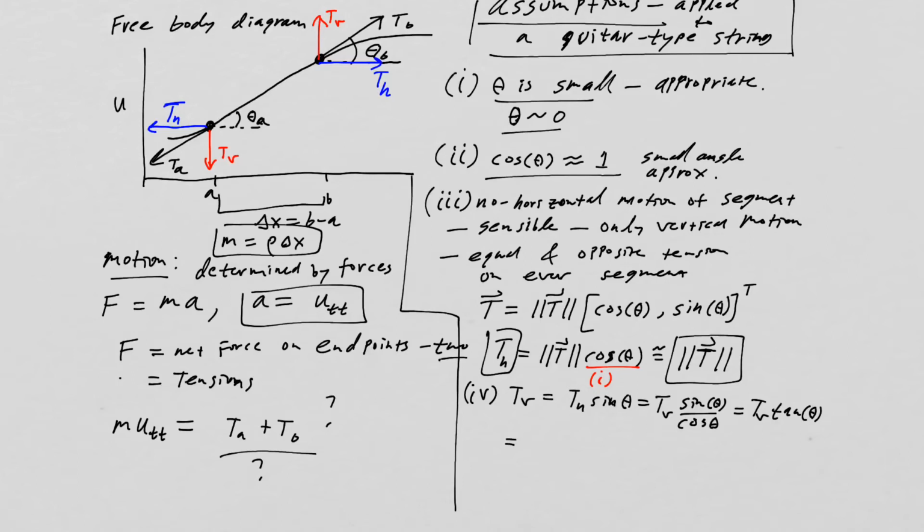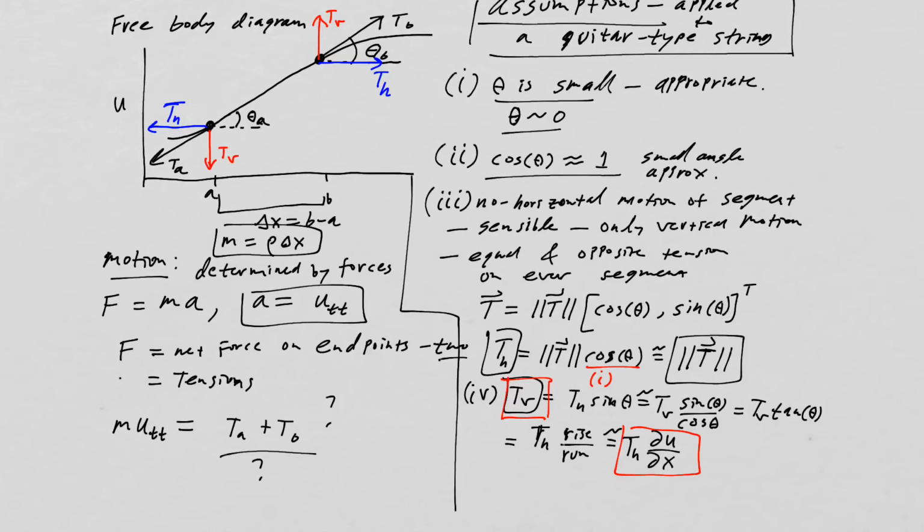But we also notice that that is basically going to be TH times the rise over the run, which is equal to TH times, effectively, the derivative of u with respect to x. So our vertical tension, and this is probably the most important one, the component that's going to drive motion vertically in the string, is related to the spatial derivative. So that's a really important assumption.